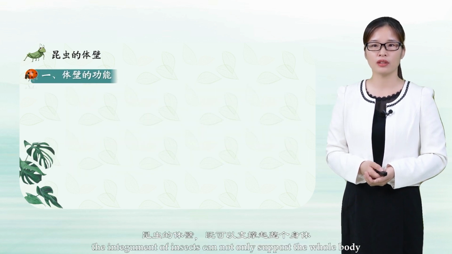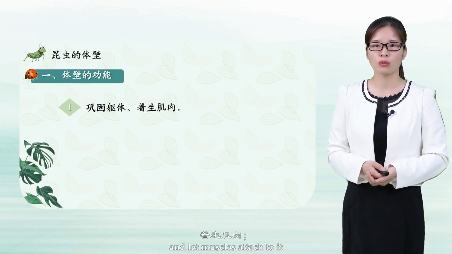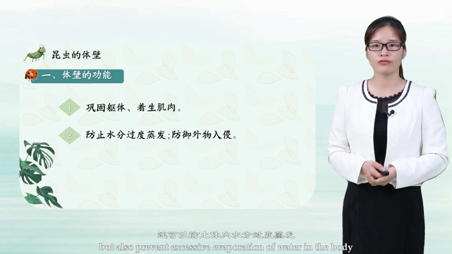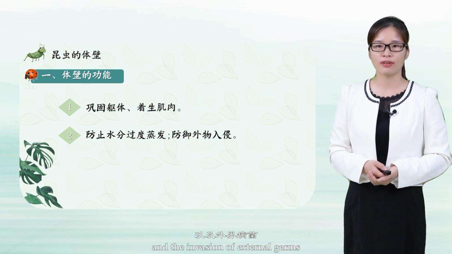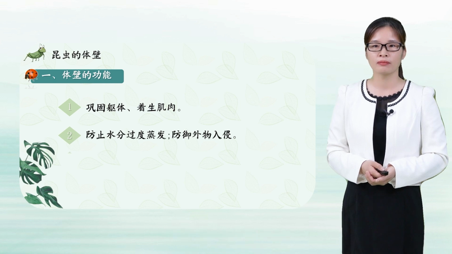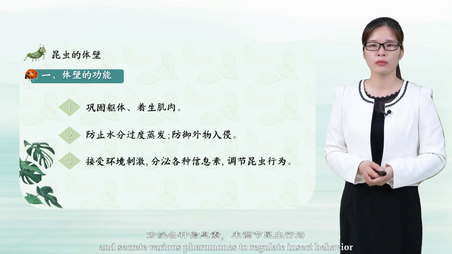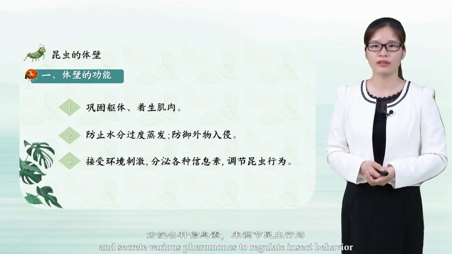The integument of insects can not only support the whole body and let muscles attach to it, but also prevents excessive evaporation of water in the body and the invasion of external germs and insecticides, receive environmental stimulation, and secrete various pheromones to regulate insect behavior.